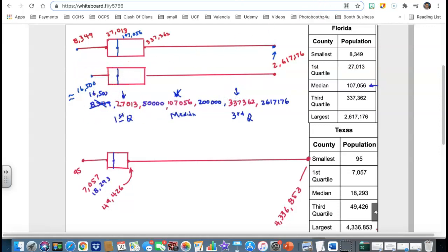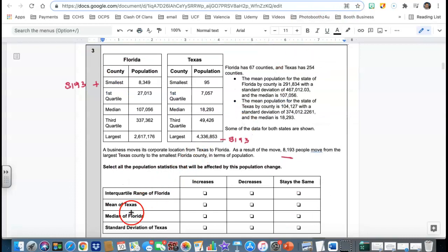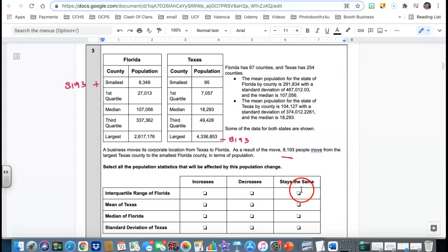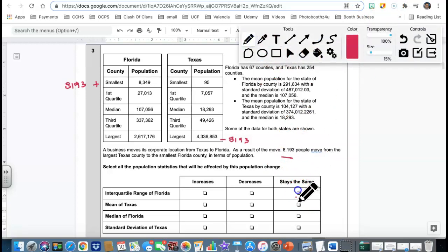Now, the question here is, interquartile range of Florida. Is that range going to change? Okay, so let's see. Interquartile range goes from first quartile to third quartile. Did these values change? At all. They didn't change because it only changed the first value. It didn't change my first quartile, second, or third quartile. So therefore, my answer here is they stood the same. And let me get a pencil here because I don't have a pencil. Stood the same. They didn't change.